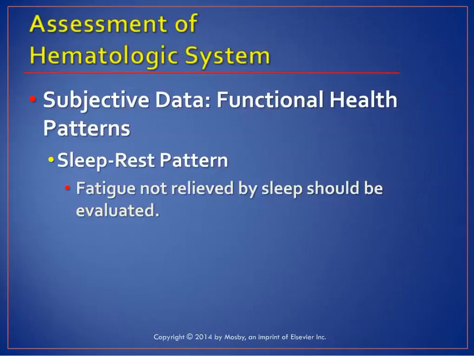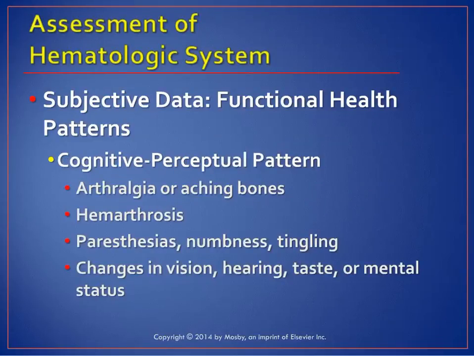Determine the patient's feeling of being rested after a night's sleep, because fatigue secondary to a hematologic problem often will not resolve following sleep. Arthralgia, or joint pain, may indicate an autoimmune disorder such as rheumatoid arthritis, or may be caused by gout secondary to increased uric acid production as a result of a hematologic malignancy or hemolytic anemia. Aching bones may result from pressure of expanding bone marrow with diseases such as leukemia. And hemarthrosis, or blood in a joint, occurs in the patient with a bleeding disorder and can be quite painful.